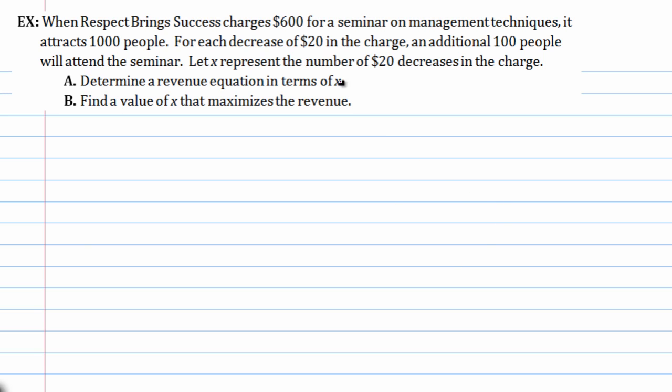Now, one thing you'll have to know when you're doing these kinds of problems is that the revenue is equal to the cost times number of items sold.